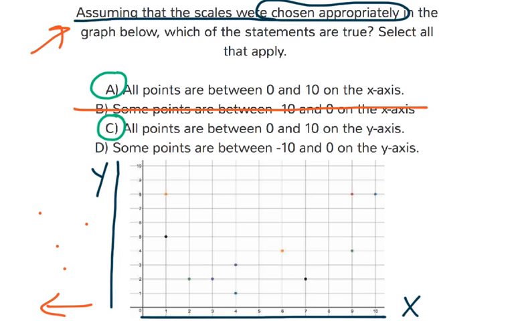D, some points are between -10 and 0 on the y-axis. Again, we're going to cross that out because it means that they're saying some points are below what we can see, and that wouldn't make sense if they were chosen appropriately. So the answers here would be A and C.